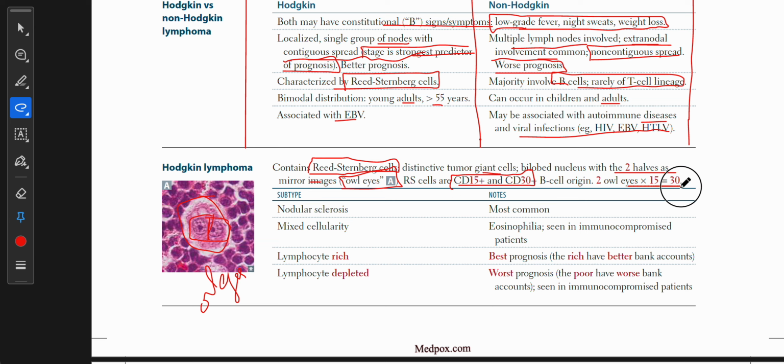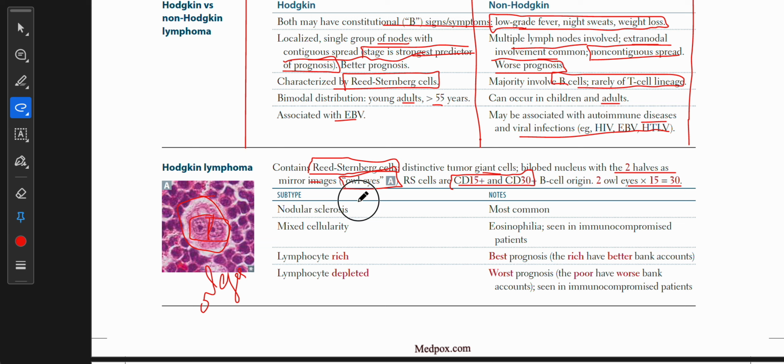They are of B cell origin. Two owl eyes into 15 equals 30. So CD15 positive times 2, which is 2 owl eyes, and which is a bilobed nucleus, is Reed-Sternberg cells, equals 30. CD15 positive and also CD30 positive.